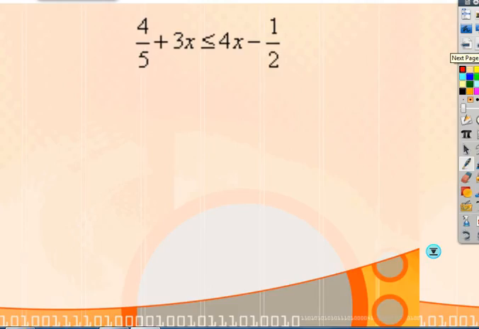Your next example requires you to remove fractions. Remember, to remove fractions, you multiply each term by a common denominator. In this case, the common denominator for 5 and 2 is 10. First, multiply 10 times 4/5. You will do 10 times 4, which is 40, and 40 divided by 5 is 8.